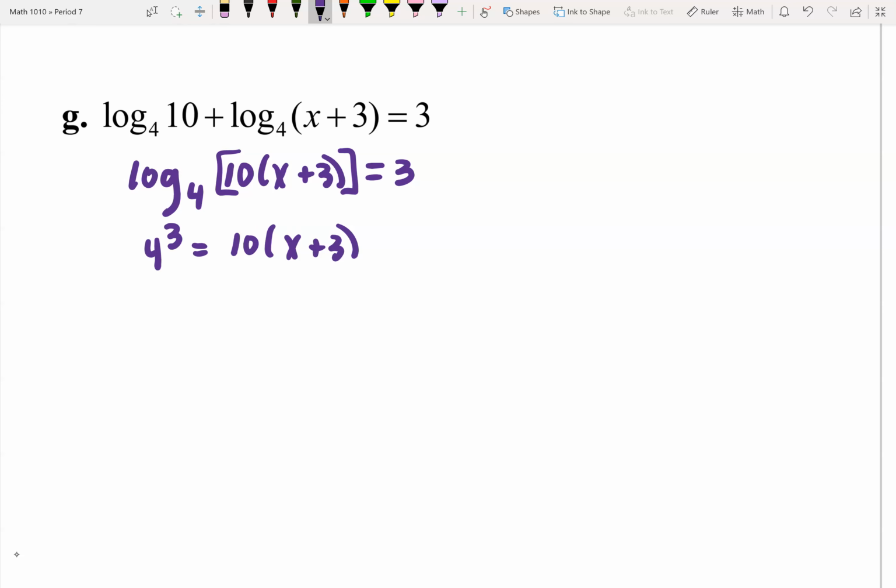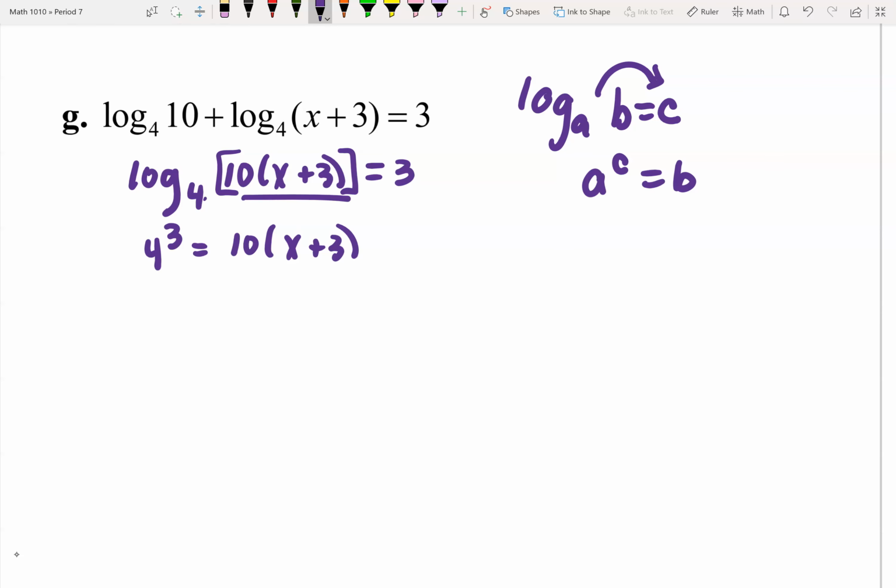Is it 4 to the 3rd because it's equal to 30? It's this rule right here. Log base A of B equals C. When I convert that, it's A to the other side is equal to B. So all I did is convert it. So it's 4 to the other side, 3, equals what I haven't written yet. Okay? Okay, good.